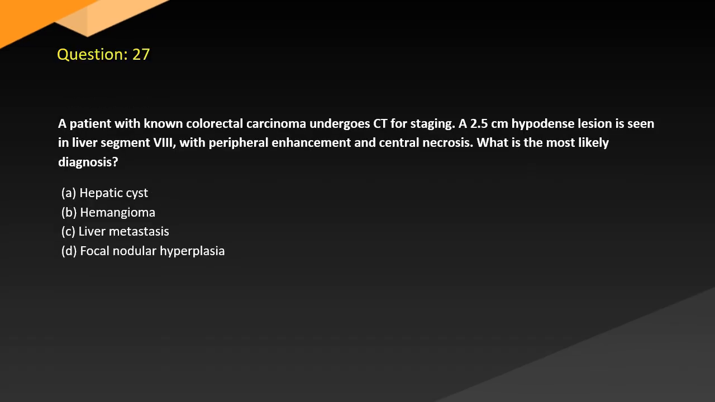Question 27. A patient with known colorectal carcinoma undergoes CT for staging. A 2.5 cm hypodense lesion is seen in the liver with peripheral enhancement and central necrosis. What is the most likely diagnosis? A. Hepatic cyst. B. Hemangioma. C. Liver metastases. D. Focal nodular hyperplasia.